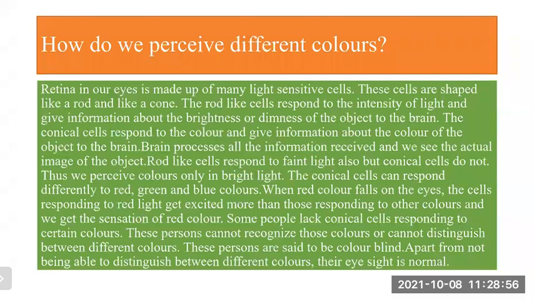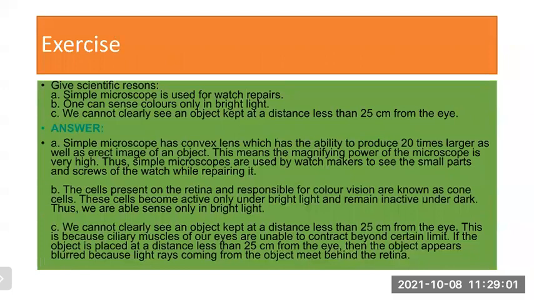Then how we perceive the different colors. Okay. Now, let us see the exercise. What type of scientific reasons can be asked? Simple microscope is used for watch repairs. Just now we have studied about the simple microscope, isn't it? We have seen that the simple microscope has a convex lens. So why is the simple microscope used for watch repair? Obviously, to observe small size objects, isn't it?